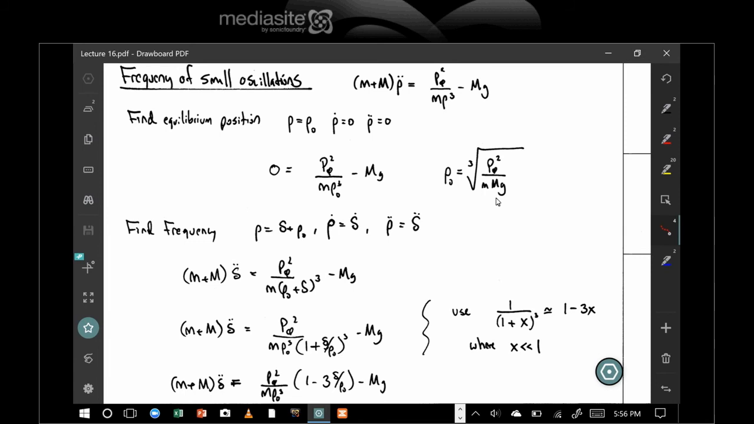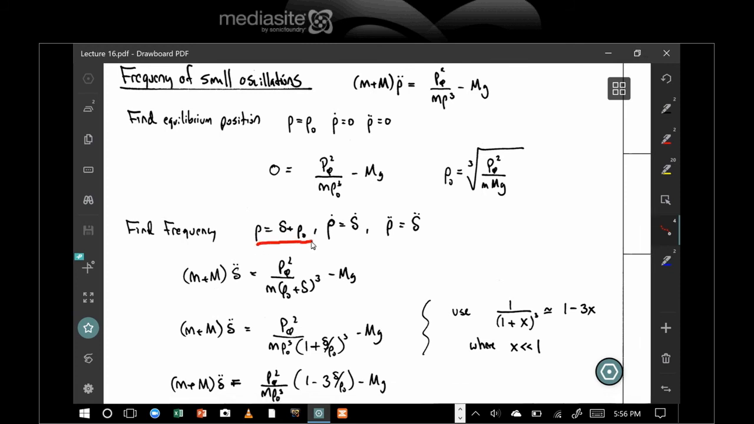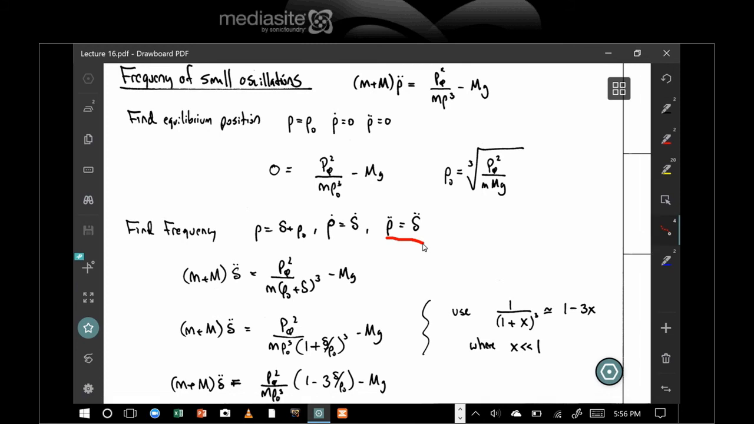It's just a constant squared divided by the mass, little m, divided by the mass, big M, and G. That's a number for all times. Next thing I do is find the frequency of small oscillations. I'm going to make rho equal to delta plus rho naught. Delta dot equals rho dot, and delta double dot equals rho double dot.